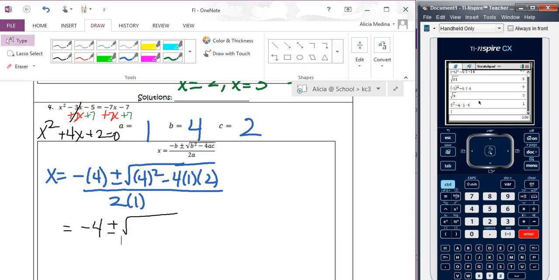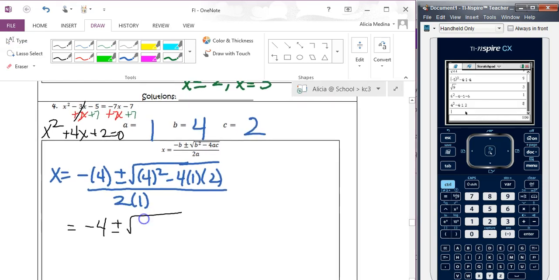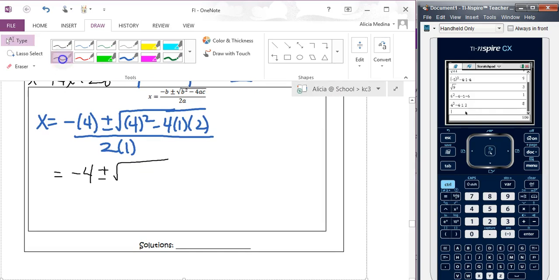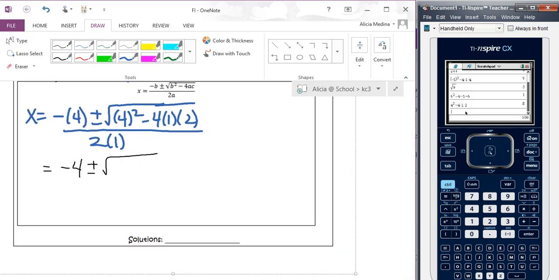Oops. Move my calculator over here. So parentheses 4 squared minus 4 times 1 times 2. That's going to give me 8. Right now, so negative 4 plus or minus the square root of 8 all over 2 times 1, which is 2.